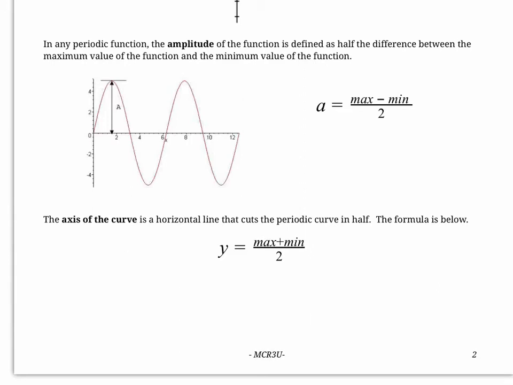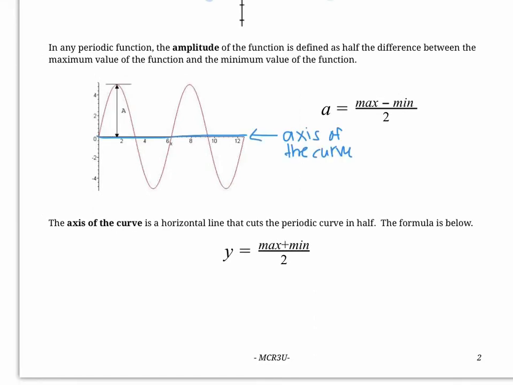So you can already see that the equations for this, or the shortcuts to find this, are very, very similar. Here's the way I remember it. The axis of the curve is the middle. So that's this guy right over here. To find the middle of anything, think of finding the average. We would add the highest plus the lowest and divide by 2. So that's what this formula is saying.